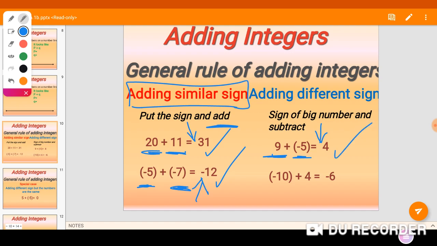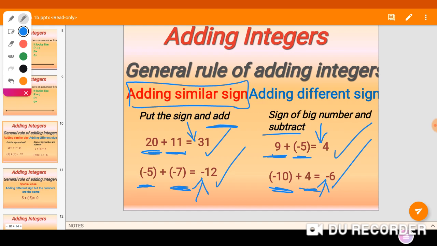So it's 4. What if b is a negative number and q is a positive number, different sign? Which one of these, 10 or 4, is greater? Actually, 10 is greater than 4. What is the sign of 10? Negative, so put the negative sign. Then subtract: 10 minus 4 equals 6. So it's negative 6.